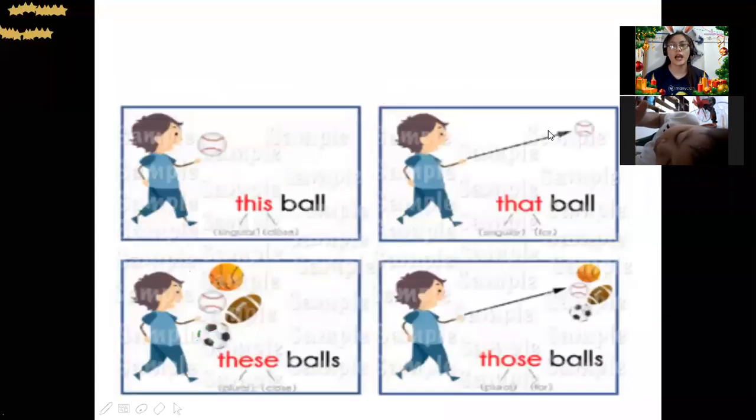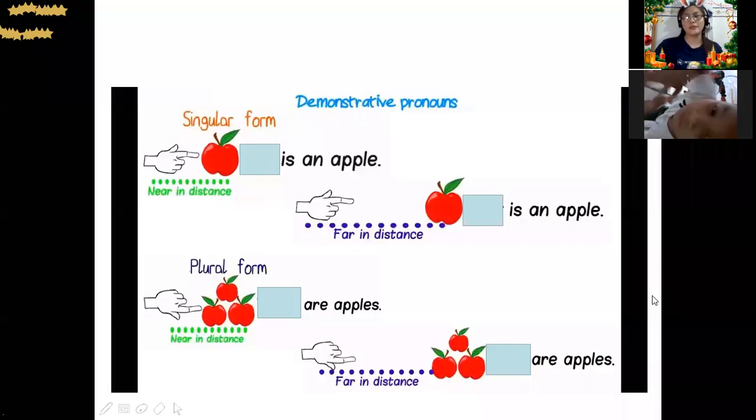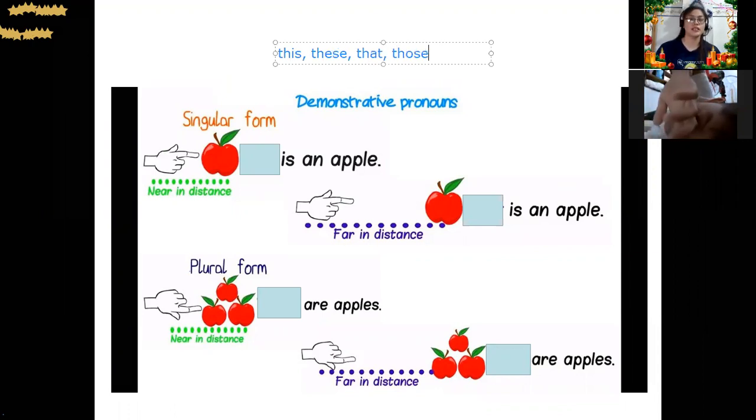Very good. Now, what about this one? Can you write the missing letters? Okay, again. Choose from this. Apple. Okay. This one. What should we put here? This is an apple. Oh, can you write that so you won't get sleepy? If you keep on writing, you won't get sleepy.